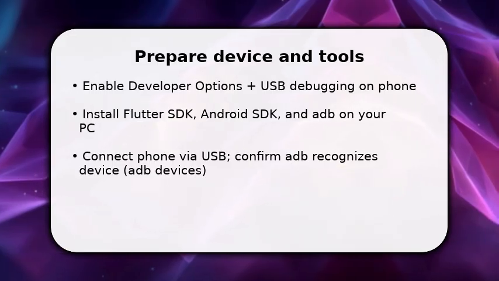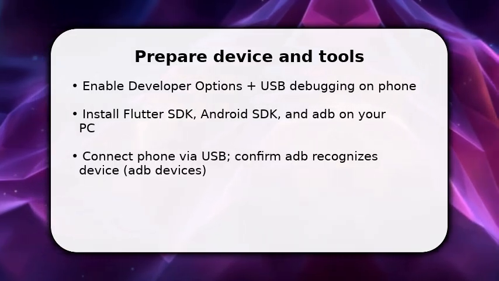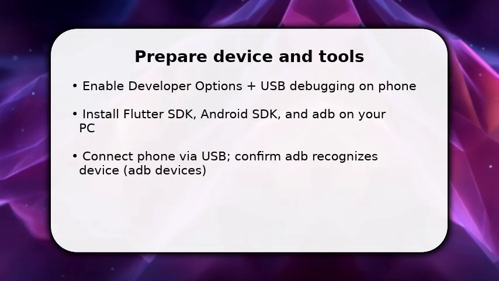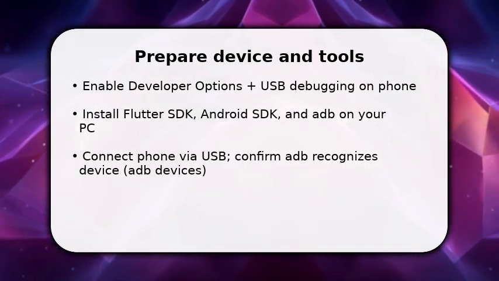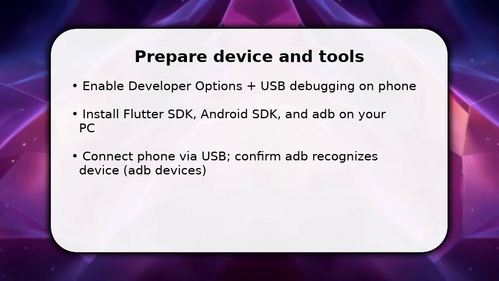Once done, connect the phone with a cable and run adb devices to confirm it appears. Make sure the phone is set to file transfer or debugging mode. That step prevents common connection hiccups.